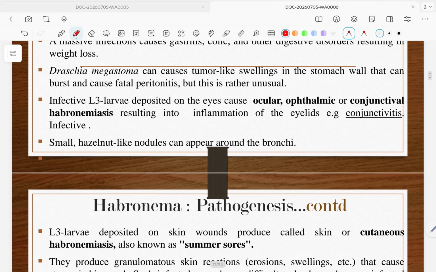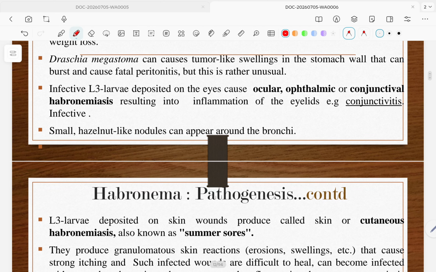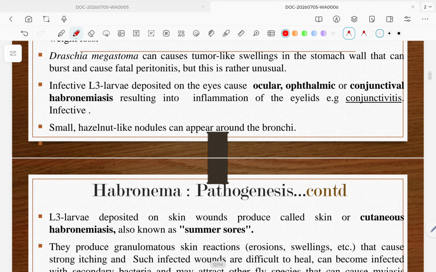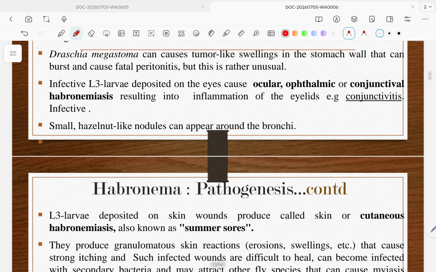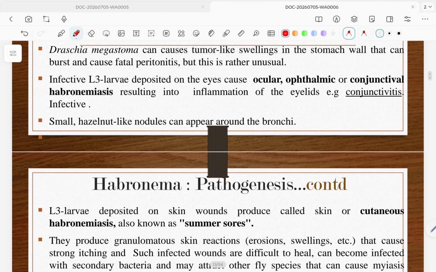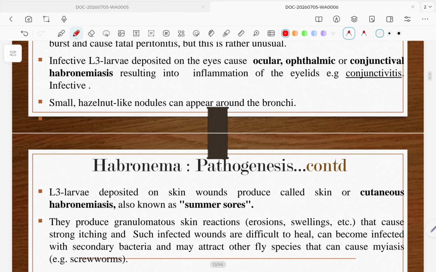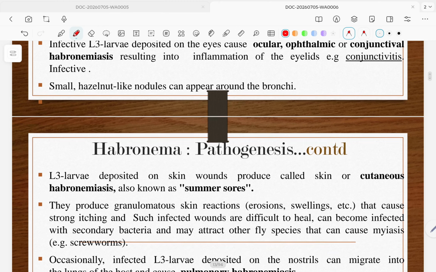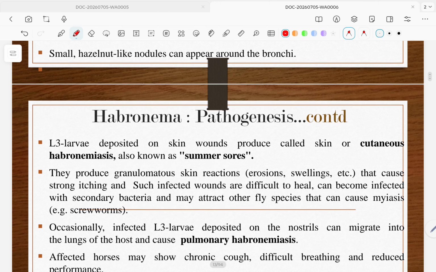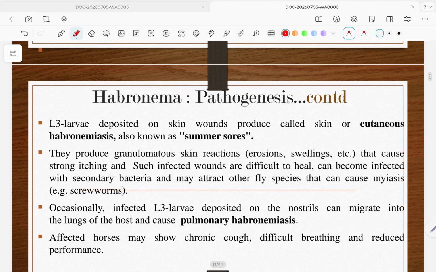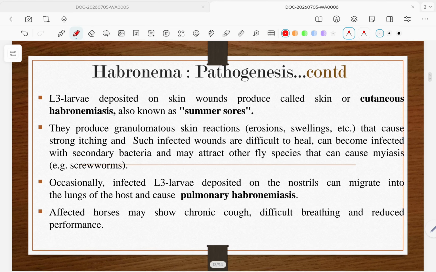Infective L3 larvae deposited on the eye cause ocular, ophthalmic or conjunctival habronemiasis, resulting in inflammation of the eyelid, for example conjunctivitis. Small hazelnut-like nodules can appear around the conjunctiva. L3 larvae deposited on skin wounds produce cutaneous habronemiasis, also known as summer sore.